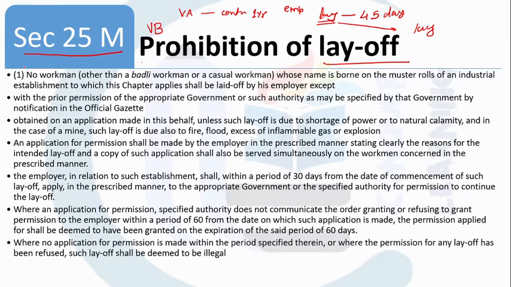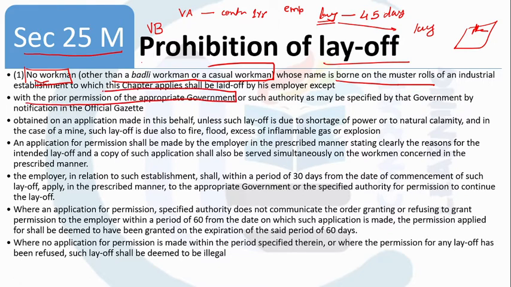This says that no workmen other than badli workmen or casual, so no workmen means any of the workmen whose name is borne on the muster rolls, means anyone whose name is in the register, whose name is enrolled in the industrial establishment, won't be laid off normally. So what is the condition? With the prior permission of the appropriate government.